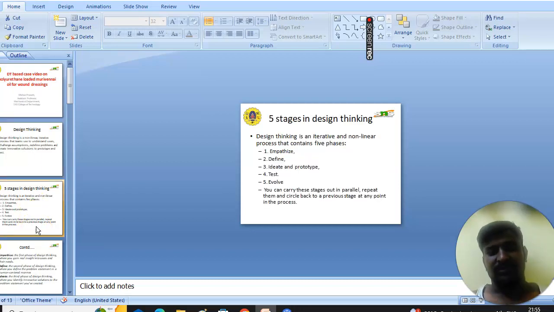Next, we will see the 5 stages in design thinking. Design thinking is an iterative non-linear process that contains 5 phases. The 5 phases include empathize, define, ideate, prototype, and test. You can carry these stages out in parallel, repeat them, and circle back to the previous stage at any point in this process.